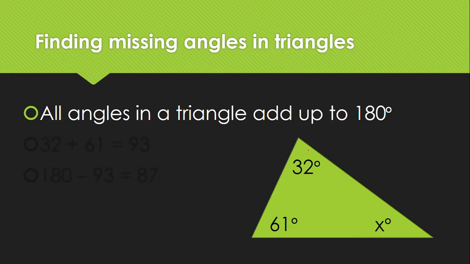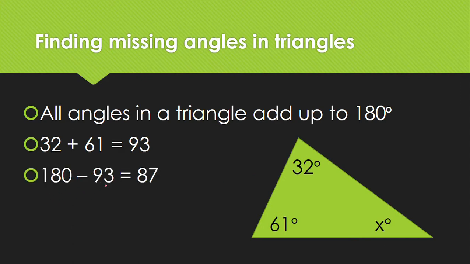I think the best way to do this is to add up the other two. So I added up 32 plus 61 equals 93. And then subtract that answer from 180 to find the missing part. So I did 180 minus 93 and got 87. And that is my missing angle. And if I want to check my work, I can add together 87 plus 32 plus 61, and it should get 180.